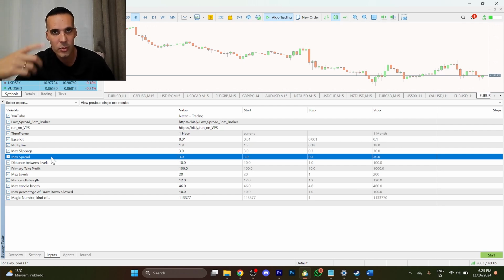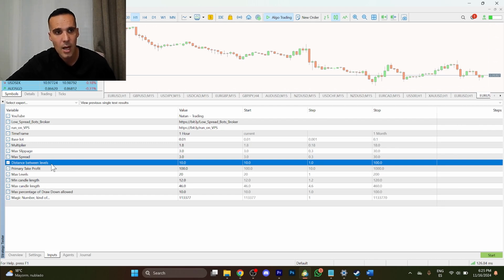So we don't really want to trade during that time that the spread is big and also the market is not moving. So it's a filter, so we don't enter when there is pretty much no one in the markets. Okay, next, distance between levels.